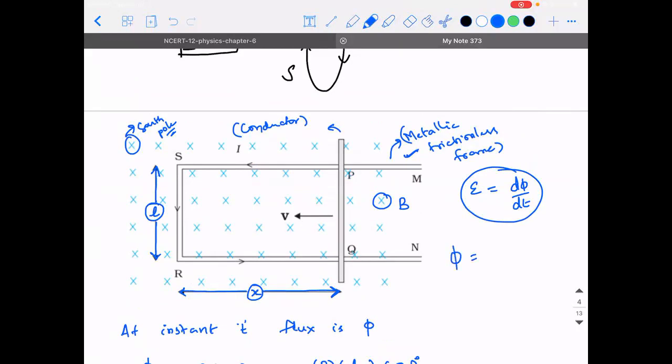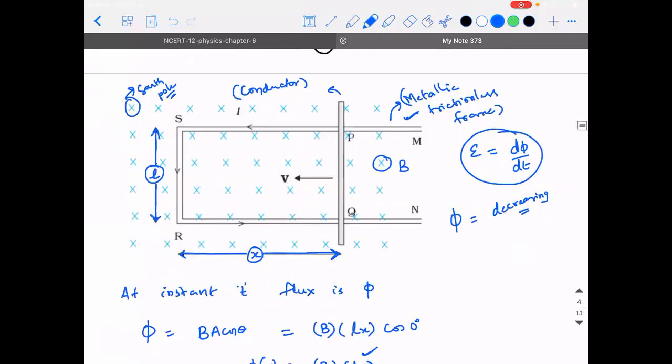So it's decreasing because the area is decreasing. Very good. The flux is decreasing because the area is decreasing. As a result, when the flux is decreasing, what kind of polarity will get generated with respect to the surface it is facing? It is facing the north pole, so an opposite polarity will get generated. So it will be south. South pole means current will flow.